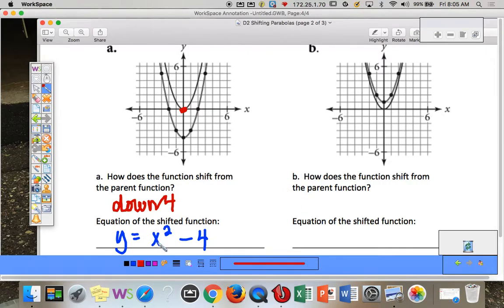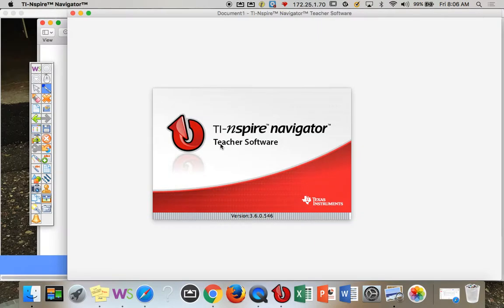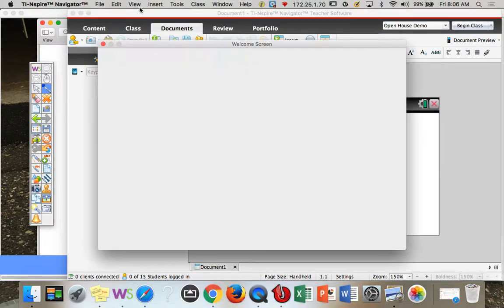While we wait, let's see the next one. The next one looks like it's shifted up 1. The equation of the shifted function, y equals x squared plus 1, not in the parentheses, will be my guess. So let's let this load and let's use our graphing calculator to check our answer. Make this bigger.